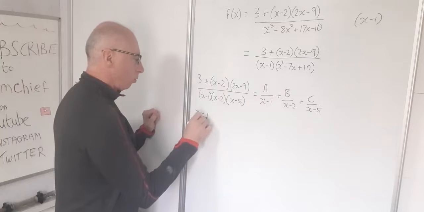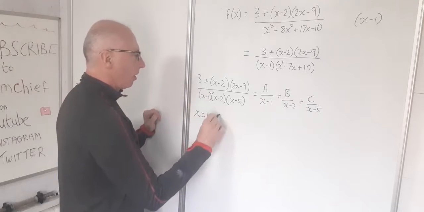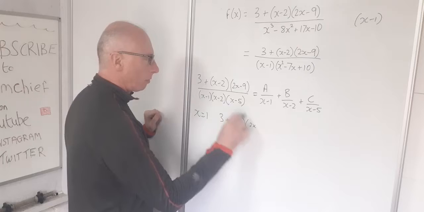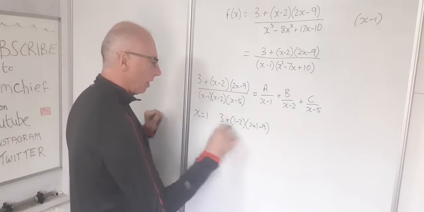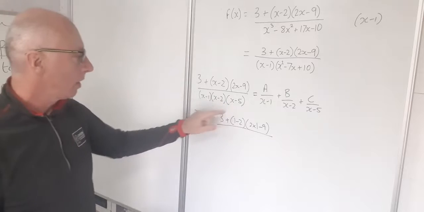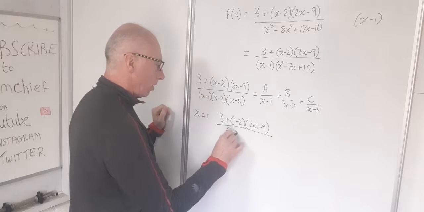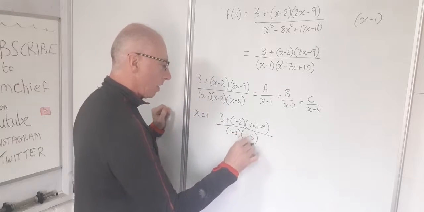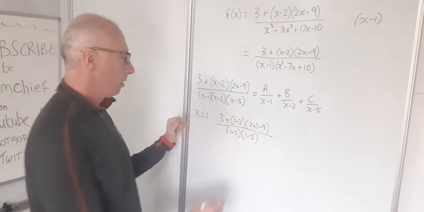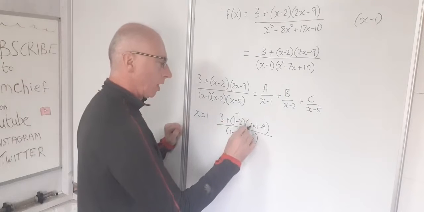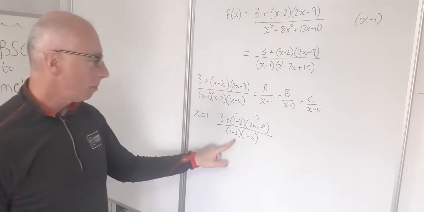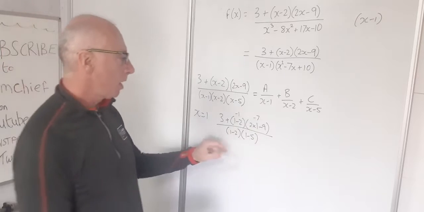So when x equals 1, here I've got 3 plus 1 minus 2, 2 times 1 minus 9, and then in the denominator, this one disappears, so just plug a 1 into these. So I've got 1 minus 2 and 1 minus 5. Okay, let's just quickly solve these off in the brackets. 1 minus 2 is minus 1. 2 minus 9 is minus 7. Here we've got a minus 1. Here we've got minus 4.